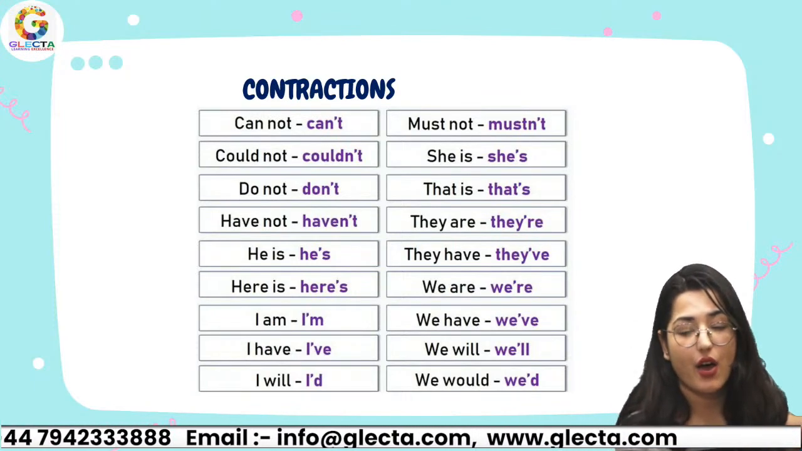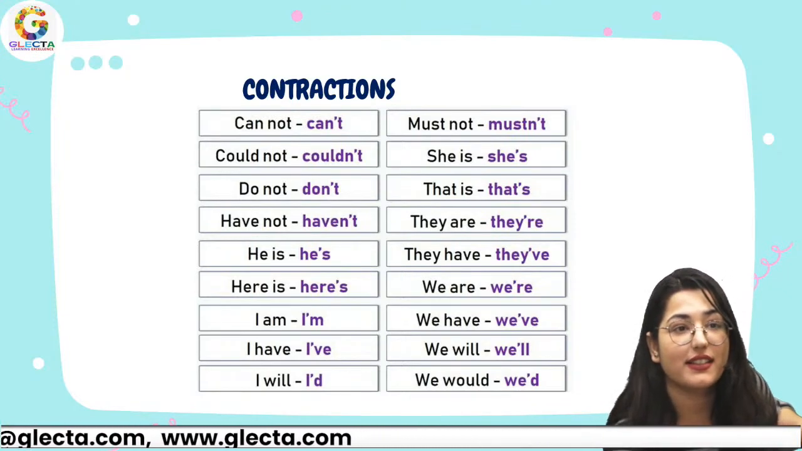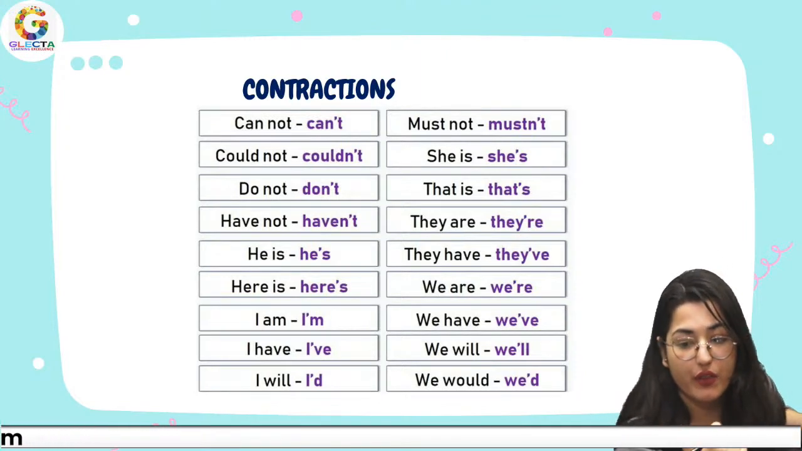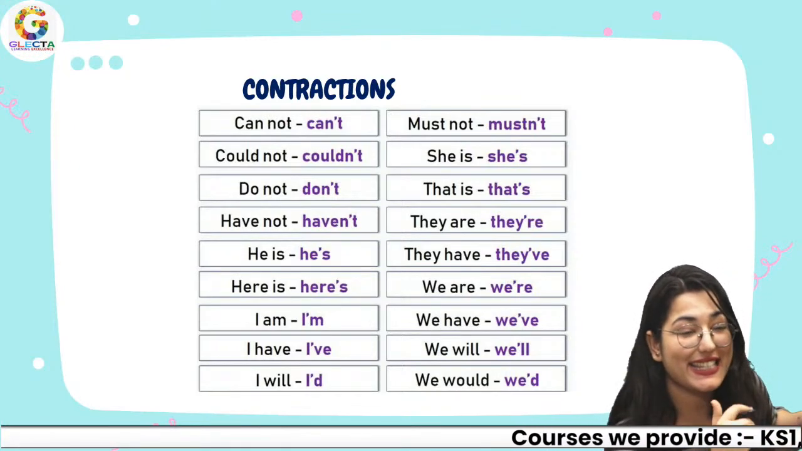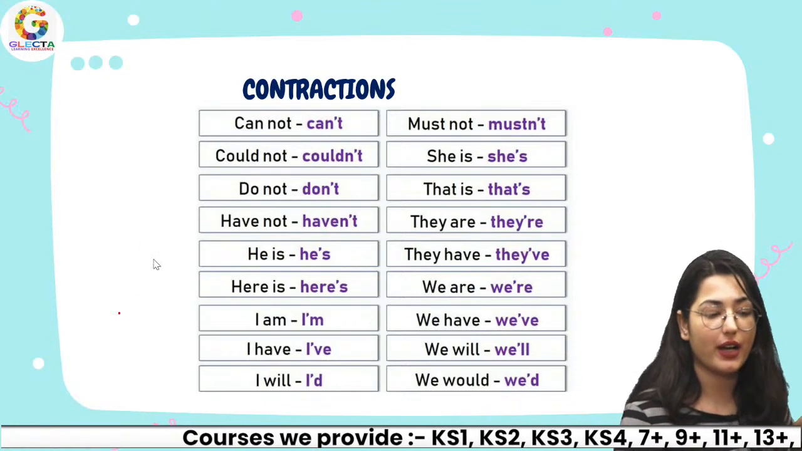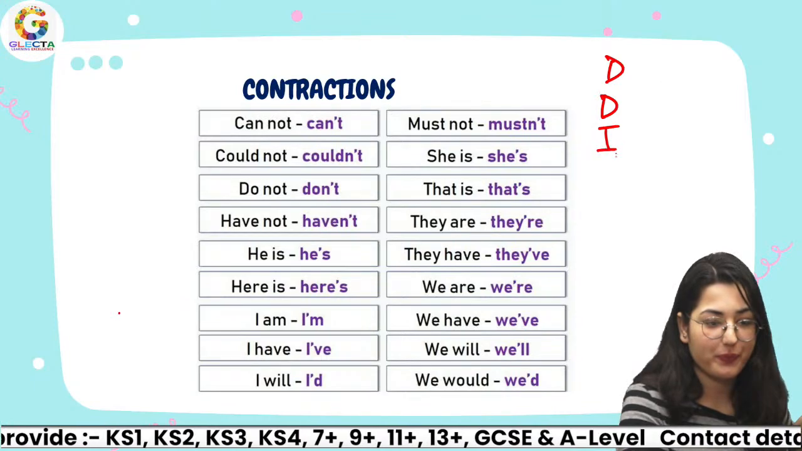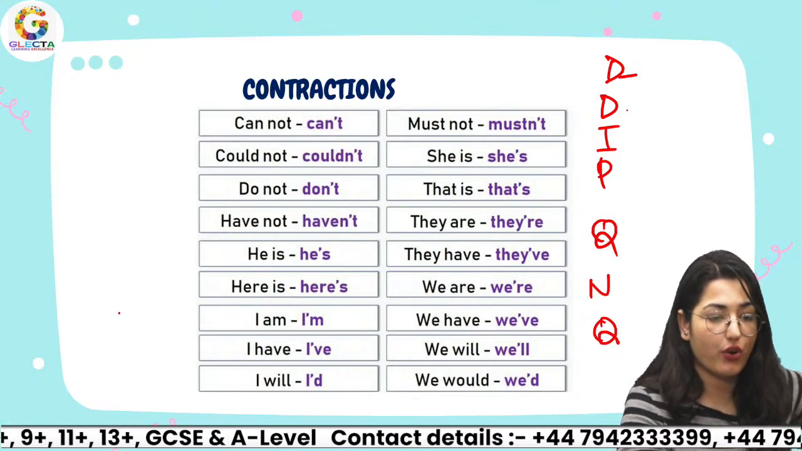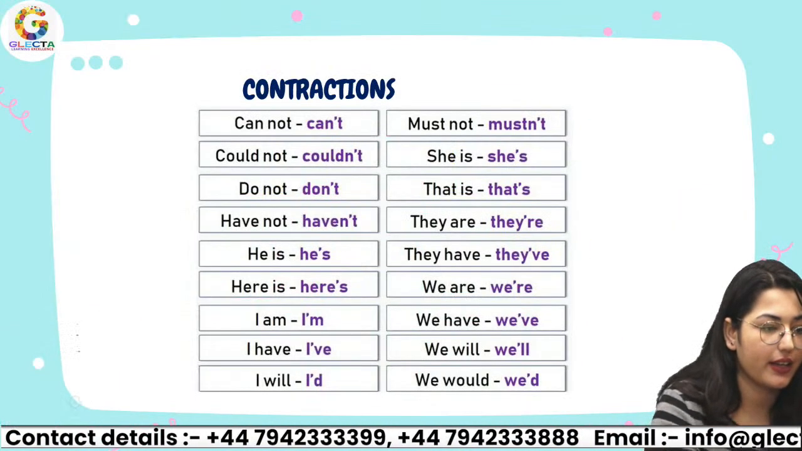Okay, now, quickly tell me, what was the mnemonic, students? Okay, very good, Aradhya. Aradhya is the one who answered me first. It's DIP, NQ, and NQ. So DIP, NQ, and NQ. D stands for, okay, here I have to write.